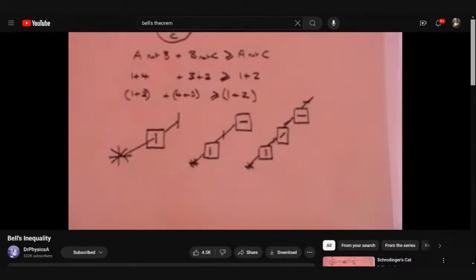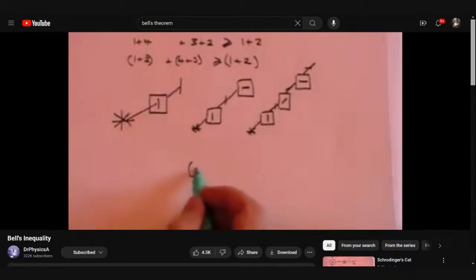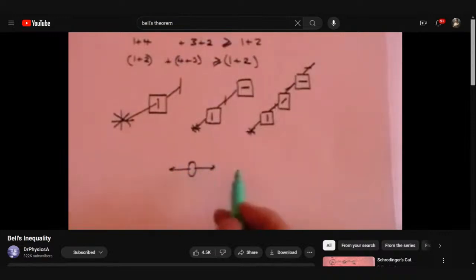So now let's try an experiment. And this is an experiment of entanglement. Again, we're going to have some process that produces pair production. In this case, I'm going to use two photons. And they shoot off in opposite directions into the laboratory of Alice and Bob.